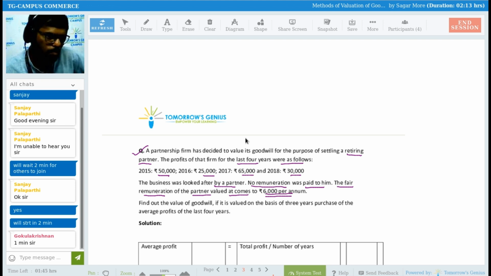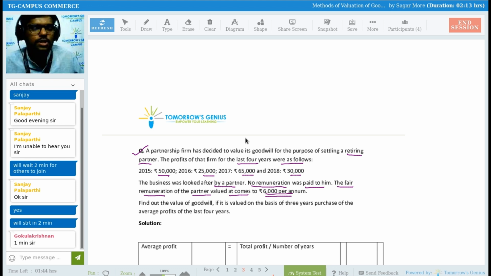but because he is looking after the business operations, we have to pay him 6,000 rupees of remuneration in future, right? So what do we have to do about this adjustment? What do you think, Sanjay, Gokul? 6,000 per annum of salary we are supposed to pay to Gokul in future. We have to subtract. So we have to subtract 6,000 rupees in each and every year's profit, or after averaging that profit we can subtract only once.